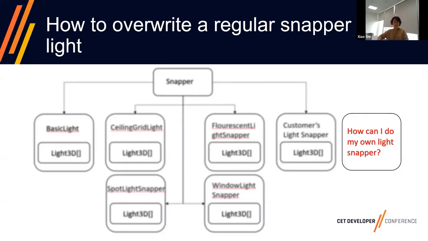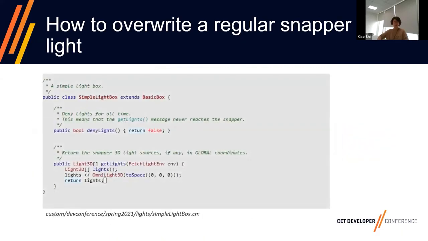So how do we turn the regular snapper into a light snapper? Simple as it is, I just need to override these two methods. One is called deny lights, and naturally you don't want to deny lights, so you return false. Then you just create some Light 3D, pass it into a Light 3D array, and return it. Actually, this piece of code is in the conference Spring Lights code.